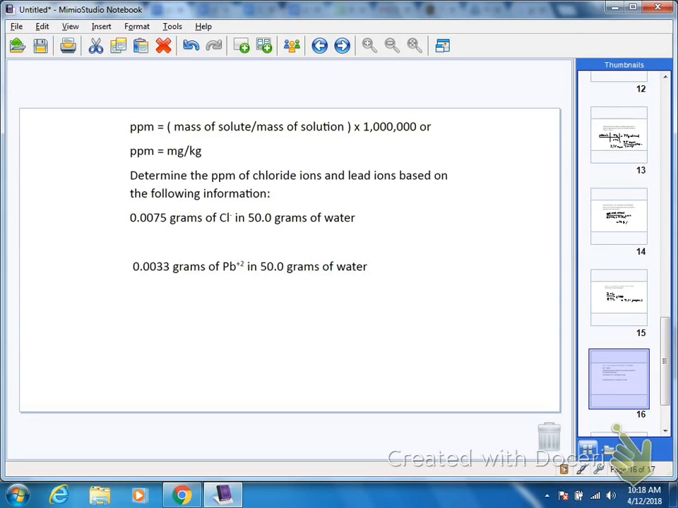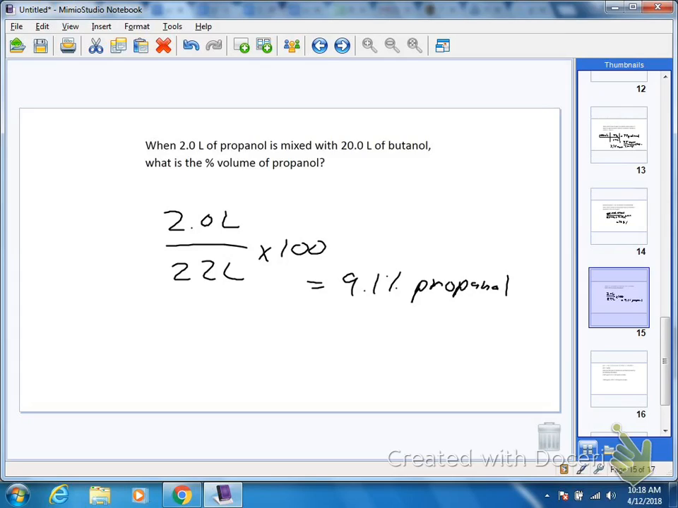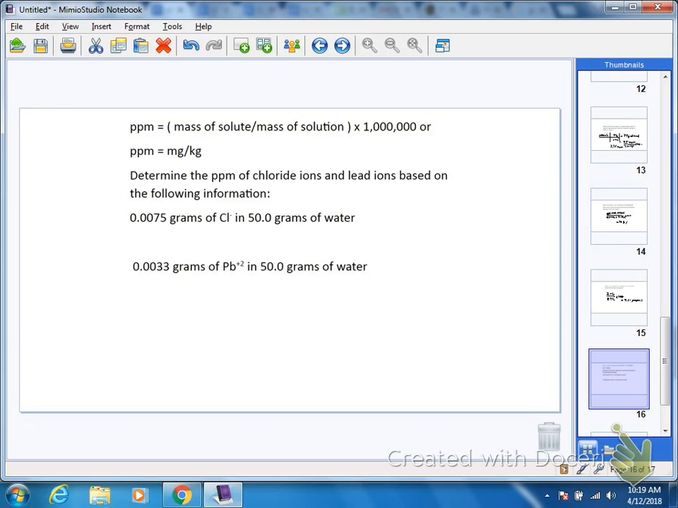So if we did this percentage here and we said, how else could we state that? That's 9.1 parts per 100. That's what it is. 9.1 parts per 100. So parts per million is, you do a real similar way.